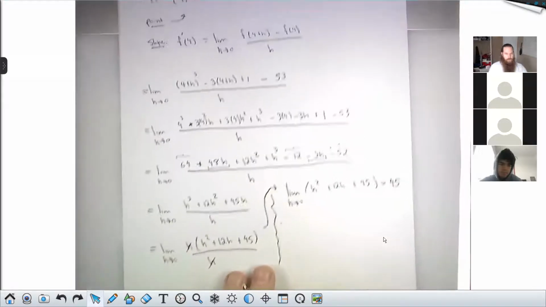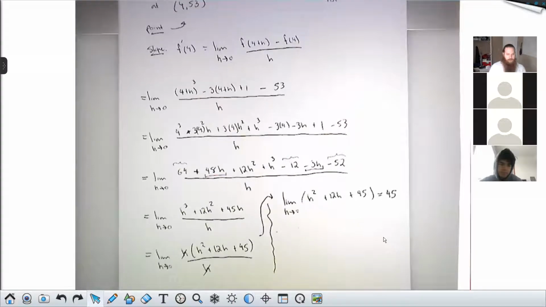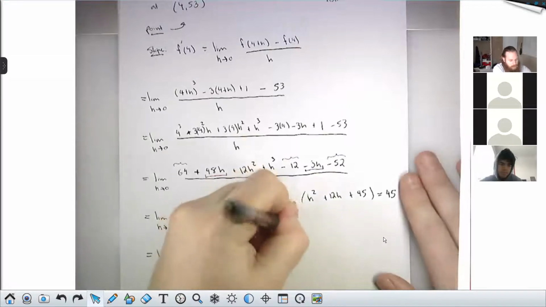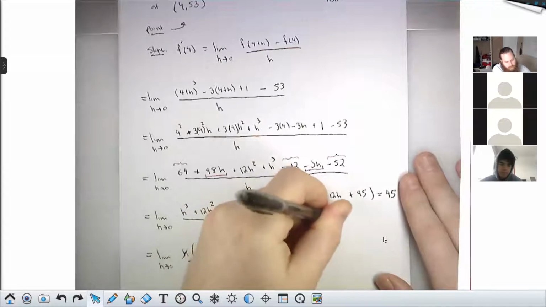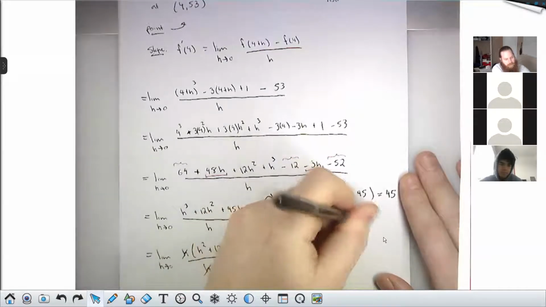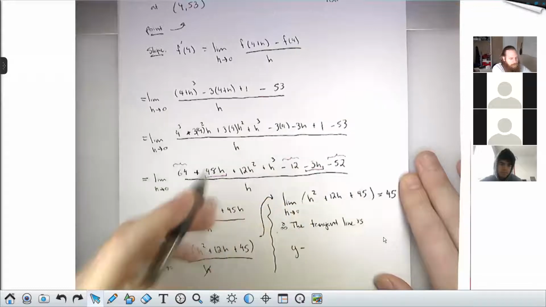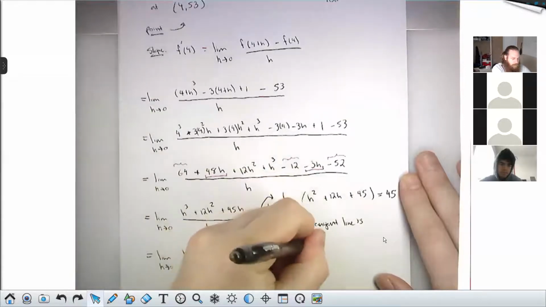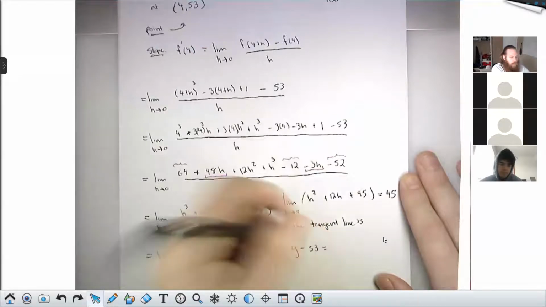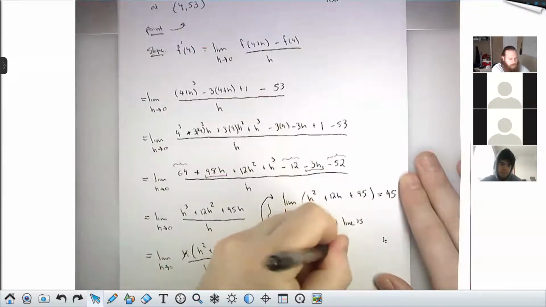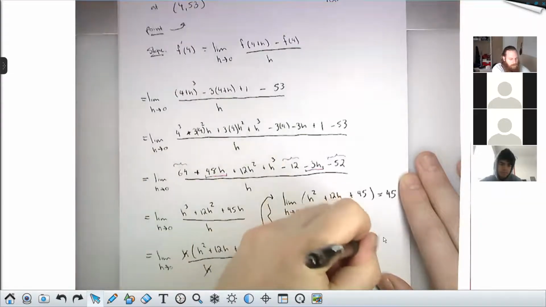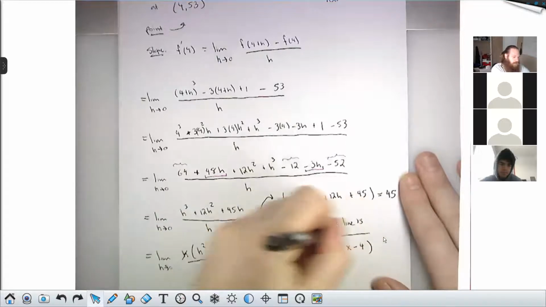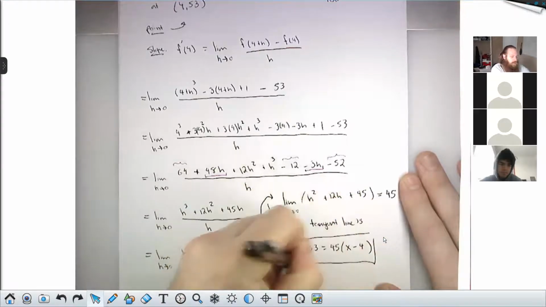And now I've got my point and my slope. So I'm ready to write down the equation of this tangent line. y minus 53, my y value on the line, equals m, 45, times x minus the x value that I know is on my line. There it is. And you can leave it like this.